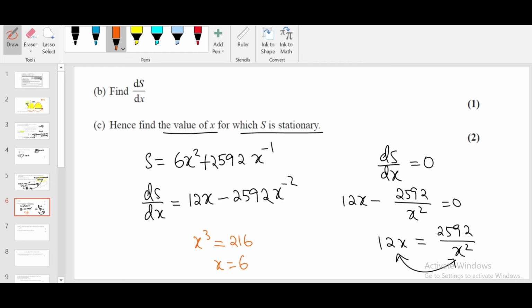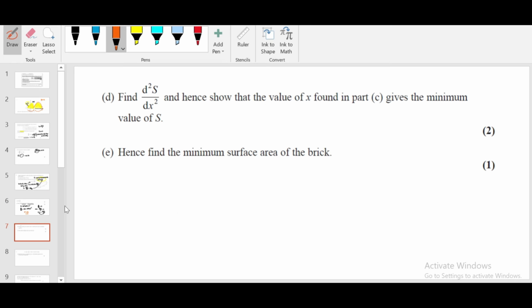That's all. We have part D and E also for this question. Part D says find d square s by dx square. Hence show that the value we found in part C gives the minimum value. You need to remember these two conditions. When the second derivative d square y by dx square is greater than 0, it's local minimum. If it's less than 0, it's local maximum.